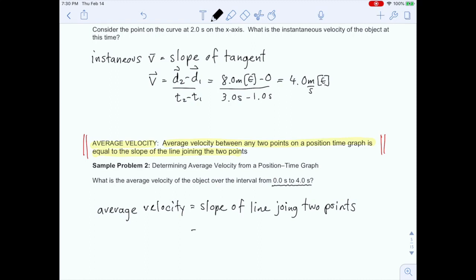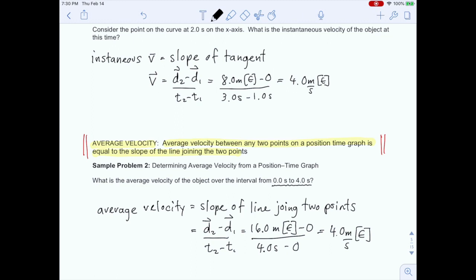So it's equal to position 2 minus position 1 over t2 minus t1. That's 16.0 meters east minus 0 over 4.0 seconds minus 0. To 2 significant digits, it's 4.0 meters per second east. So the average velocity over the interval 0 to 4 seconds is 4.0 meters per second east.